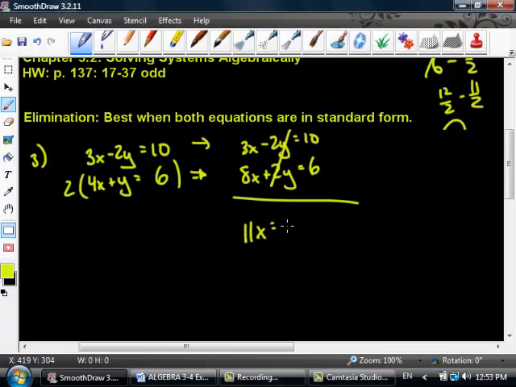11x equals 16. Did I make a mistake somewhere? You gotta multiply the 6 by 3. Oh, that's why. Thank you. So 11x equals 22.